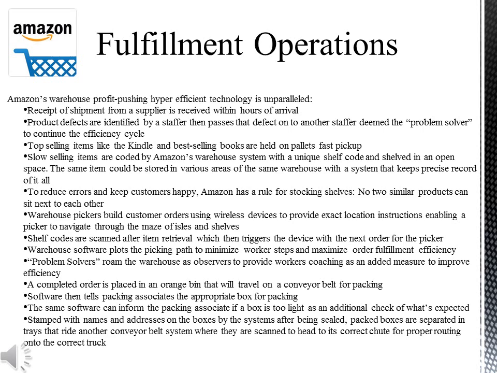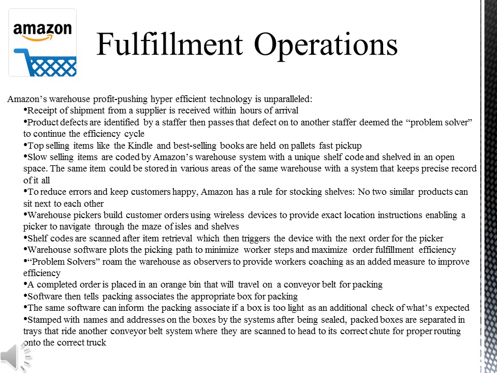Slow-selling items are coded by Amazon's warehouse system with a unique shelf code and shelved in an open space. The same item could be stored in various areas of the same warehouse with a system that keeps precise record of it all. To reduce errors and keep customers happy, Amazon has a rule for stocking shelves. No two similar products can sit next to each other.